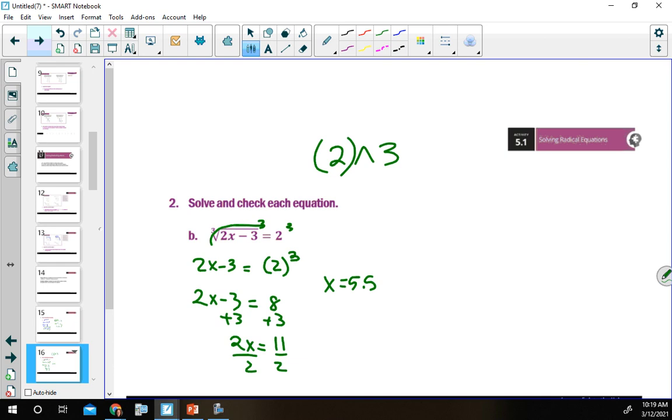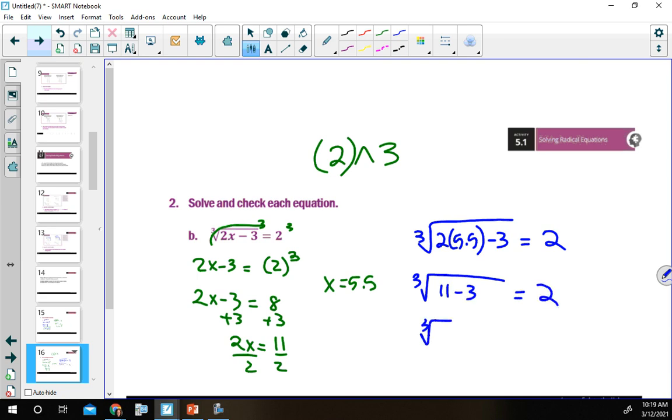All right, so now we're going to check it. So I've got the cube root of 2 times 5.5 minus 3. So 2 times 5.5 is 11. 11 minus 3 is 8. Okay, and now I'm going to show my graphing calculator up here, and I can show you guys how to type in the cube root if you don't remember it.